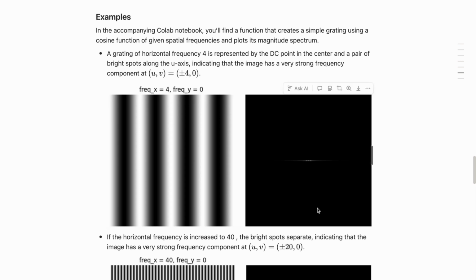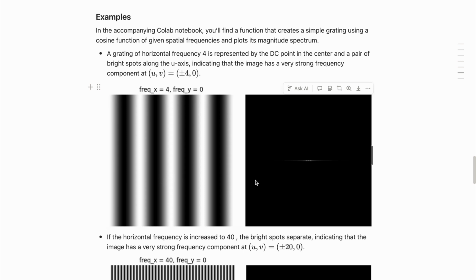Here I have created a grid, or actually a grating, that varies in the horizontal dimension. In the accompanying Colab notebook, you'll see that I did this by using a cosine function, and I gave it a horizontal frequency of 4. So you can see 1, 2, 3, 4 variations within this image, and I gave it a vertical frequency of 0, so you can see there's no variation along the vertical orientation. So this is the actual image in the spatial domain.